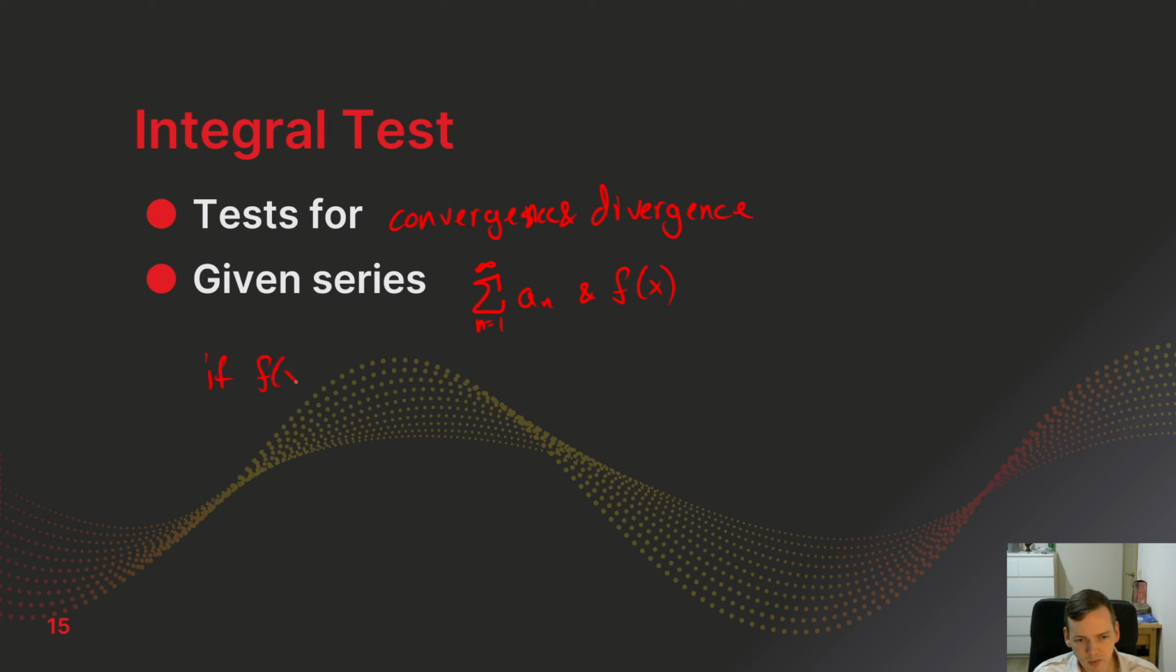If f of x is positive, continuous, and decreasing. Oh, sorry, this shouldn't be a sub n, it should be a function, f of n. So if you've got f of n and f of x, they're the same function, because they're both f. The only difference is that for f of n, you're only plugging in every whole number. So this gives you that case.